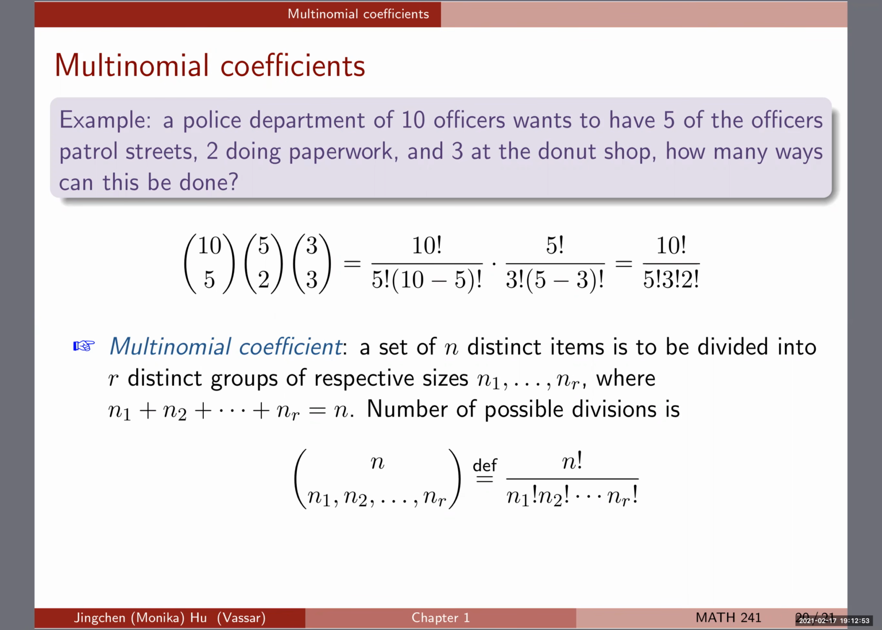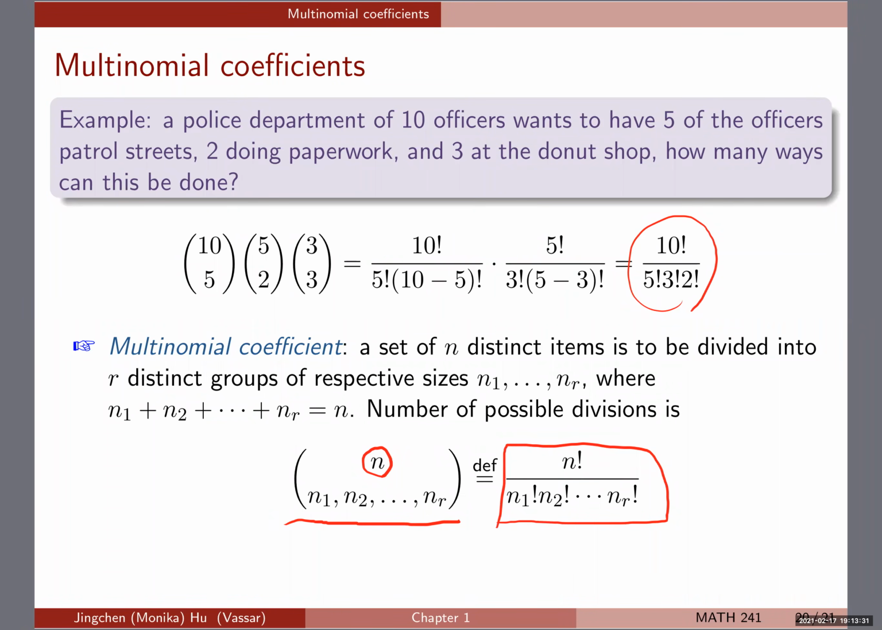The number of possible divisions, which is a multinomial coefficient in this case, is defined, notation-wise, with this really tall and wide choose function. You have the total number of distinct items at the top, and then you list all of the group sizes at the bottom, separated by commas. By definition, this is the number of possible divisions, and you can cancel out all of the intermediate terms, and then you are reduced to n factorial divided by the product of all of the size factorials.